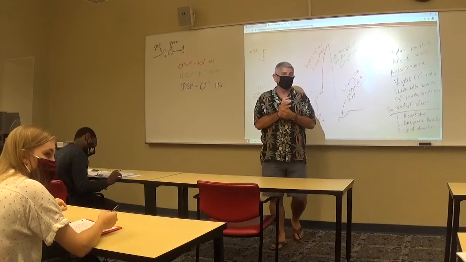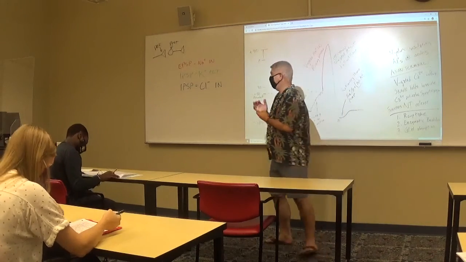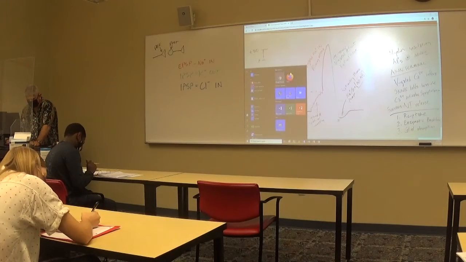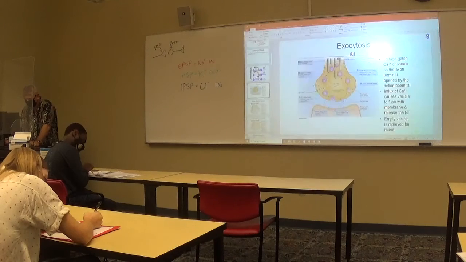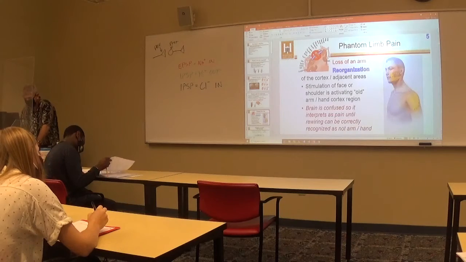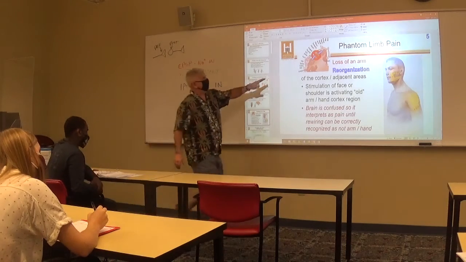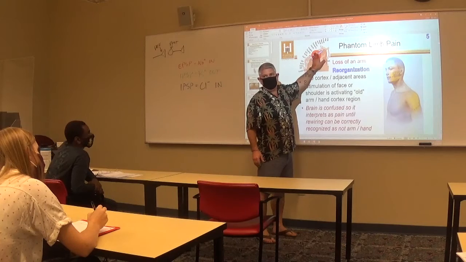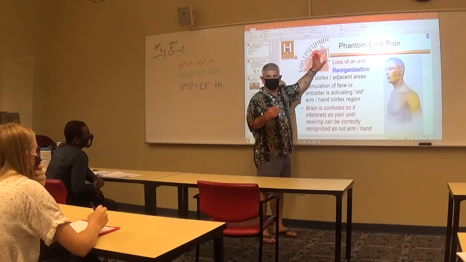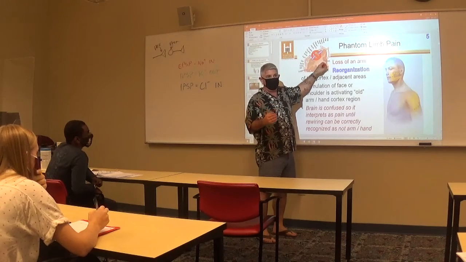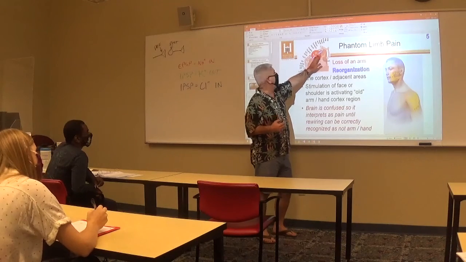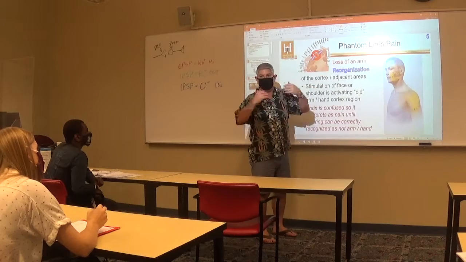Can you explain how the phantom limb thing works again? Yeah. So the question's about the phantom limb pain. Because we have that homunculus, this part of the brain is dedicated to incoming sensory information from your arm, right? If we remove your arm, it no longer gets its input. But what does happen is over time, the adjacent areas take over that cortex.